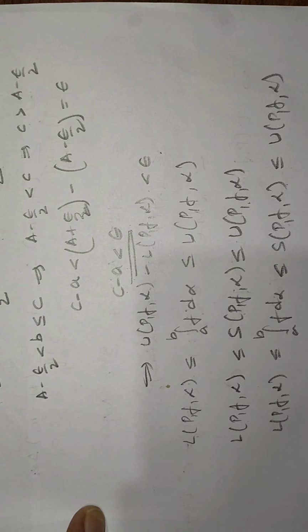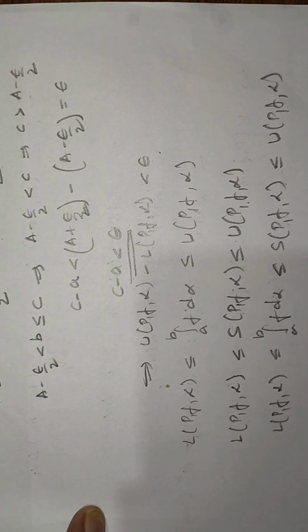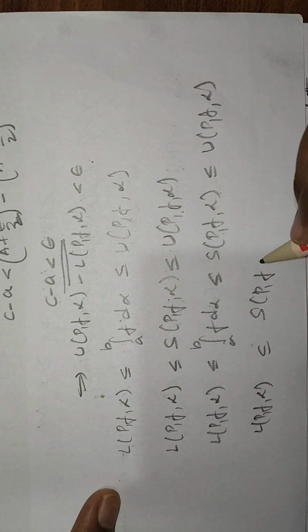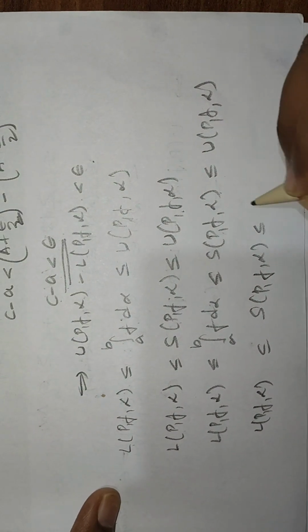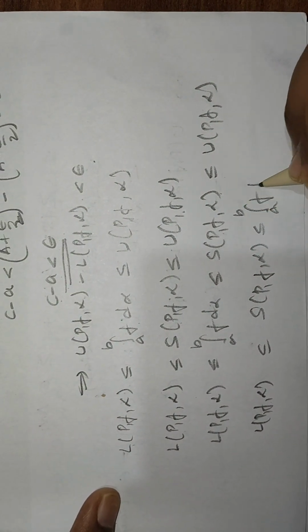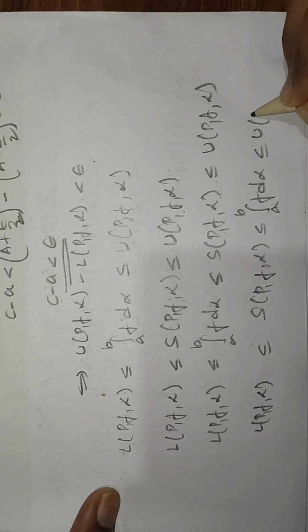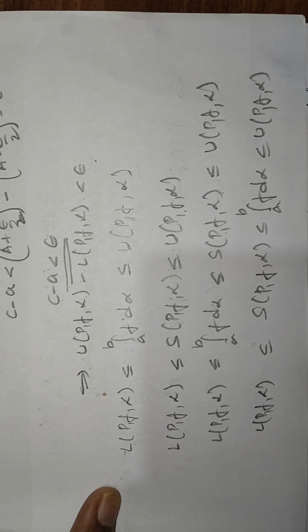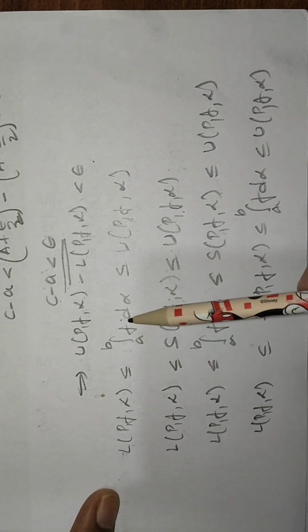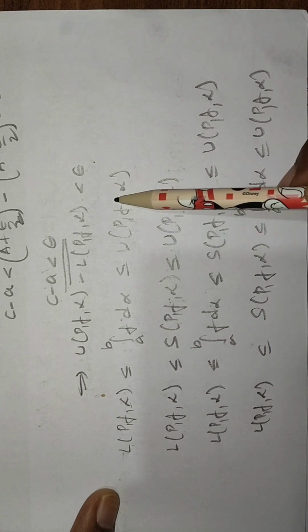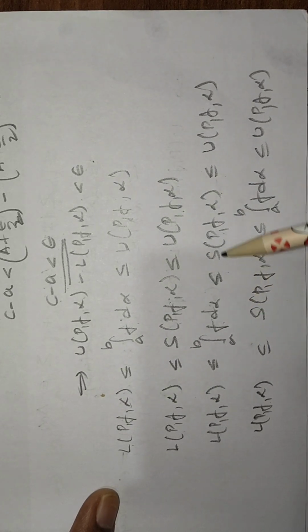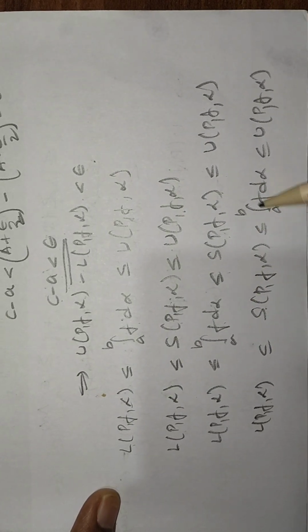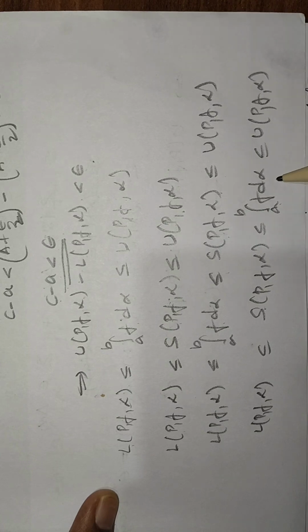That is, L(P, f, α) ≤ s(P, f, α) ≤ ∫ₐᵇ f dα ≤ U(P, f, α). See here, we just know that these two are lying between these two, and we don't know whether this is less than or equal to s, or s is less than or equal to this integral. So we don't know this.